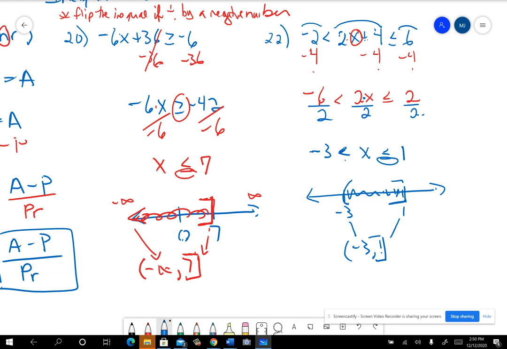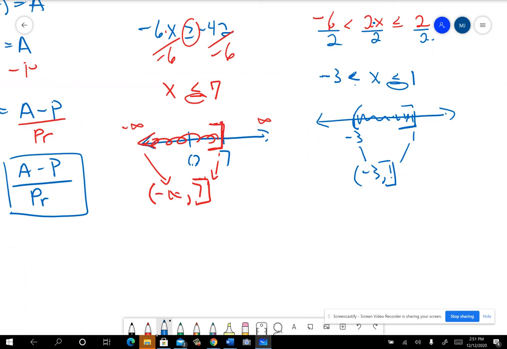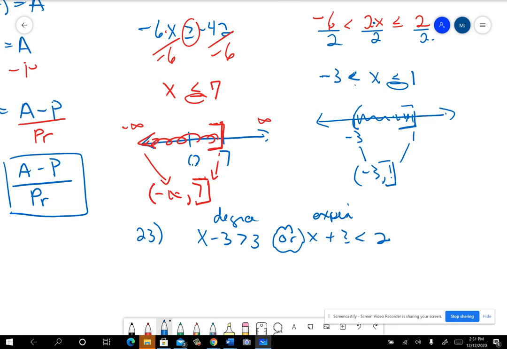All right, and then one more kind of inequality you sometimes get is one like 23, where they have the words and or, and we use that like an ad for a job to help us remember what you do. So if you have an or, you could have the degree or experience. So you could have one thing, the other, or both.